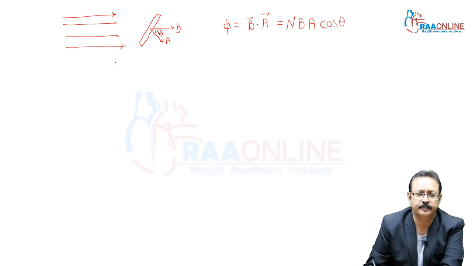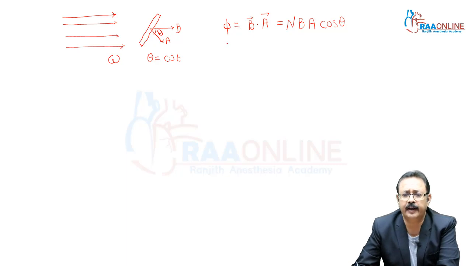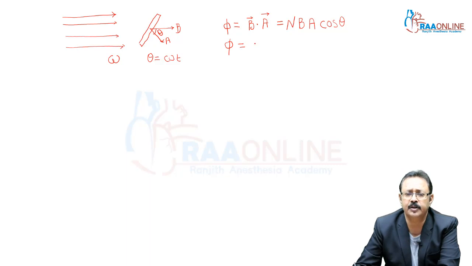Suppose your coil is rotating with an angular speed omega. It means in each second, angle moved by coil is omega. So in t seconds, if it moved by theta angle, theta should be omega into t. Means we can write flux related to coil in this case should be NBA cos omega t.